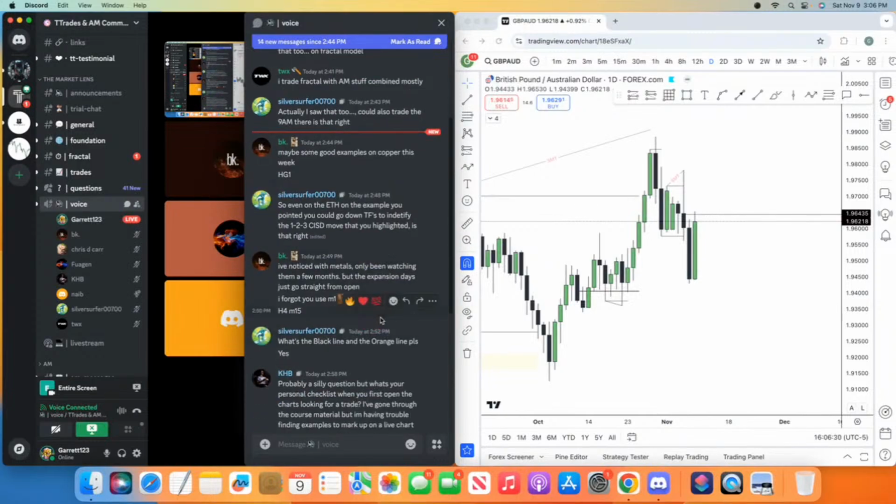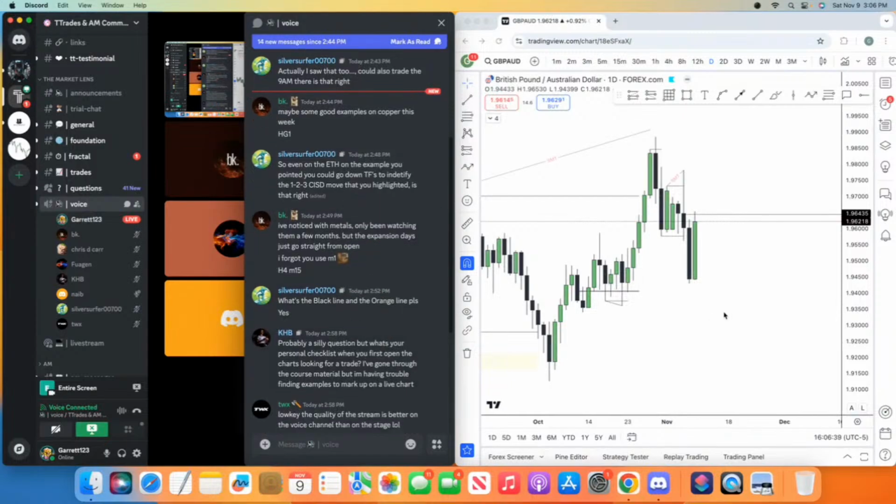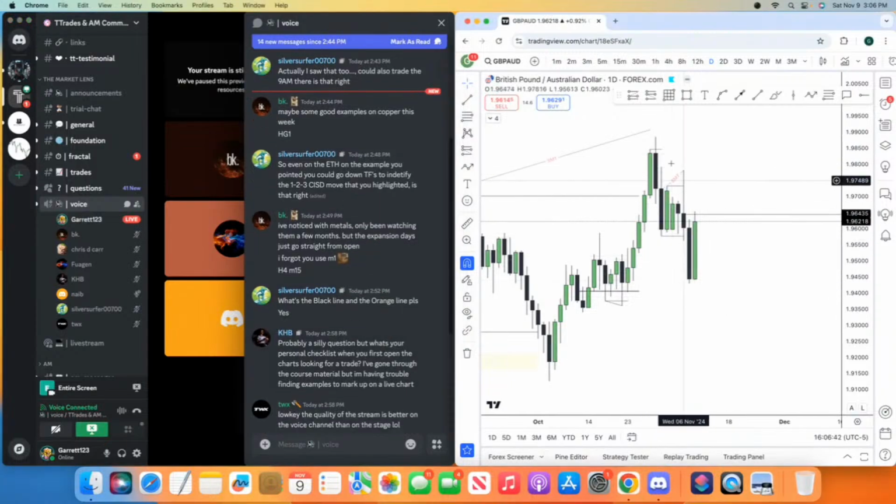Metals only been working every few months, but the expansion dates go straight from open. Really? That's crazy. Yeah, I use the 1 minute sometimes. It's mainly in distributions, like away from the high of the day or something. But like, I need a draw on liquidity. Once that's taken out, that's 1 minute.